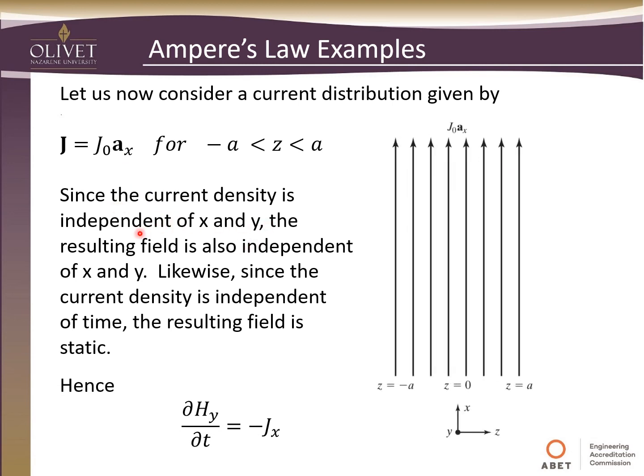Since the current density is independent of x and y, the resulting field is also independent of x and y. Likewise, since the current density is independent of time, the resulting field is static. So we should get a static field. Hence, using Ampere's law, the partial derivative of the magnetic field with respect to z should just equal this current density.